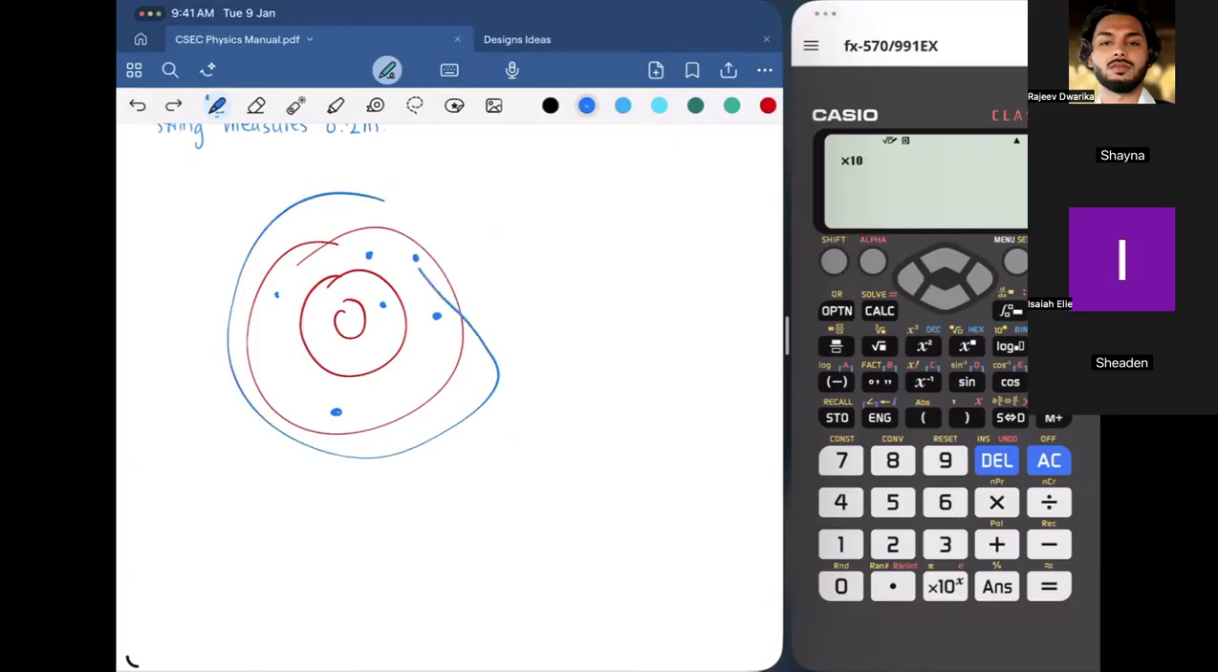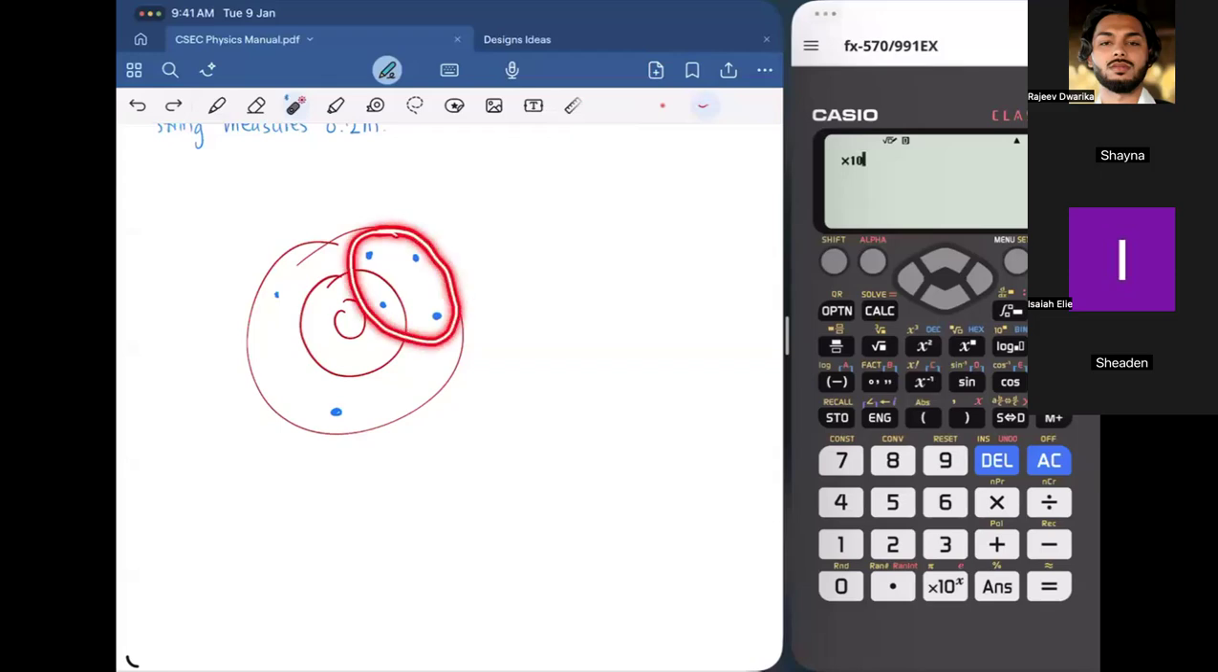What do you all think this is? Precise. This is neither precise nor accurate, because it's inconsistent. This is precise, because it's around the same place. But most of it is kind of far from the target, so not very accurate.